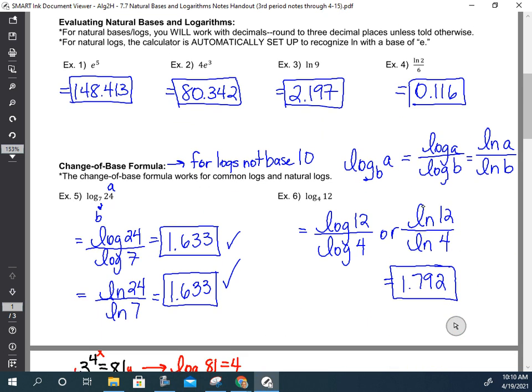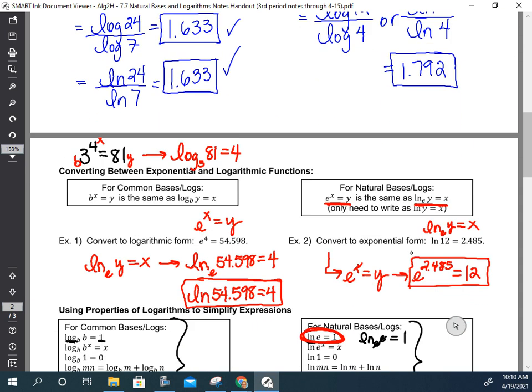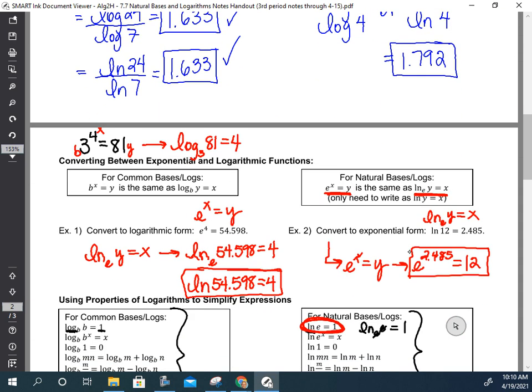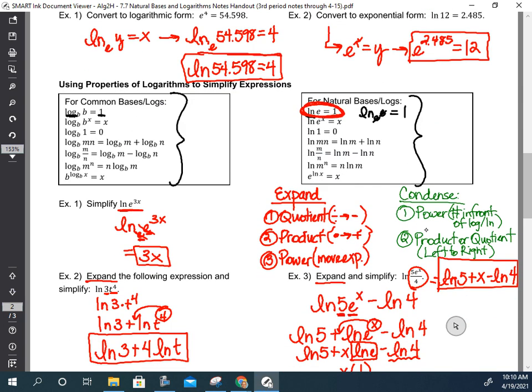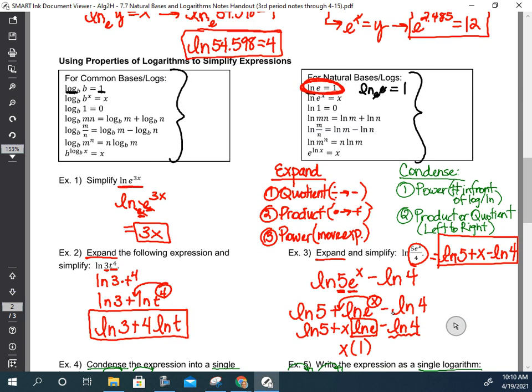We still use change of base when it's appropriate. We still rewrite, which we'll be doing a lot of today. And we still use the properties of logs. Remember, for the properties of logs, the only difference is, instead of the word log, we have ln.